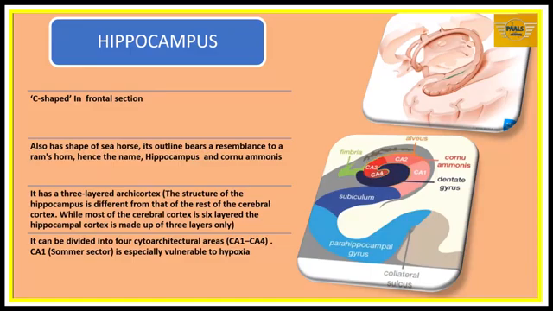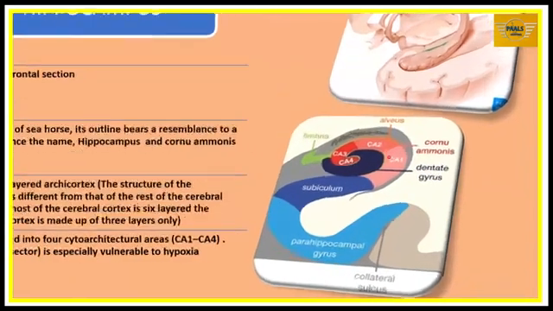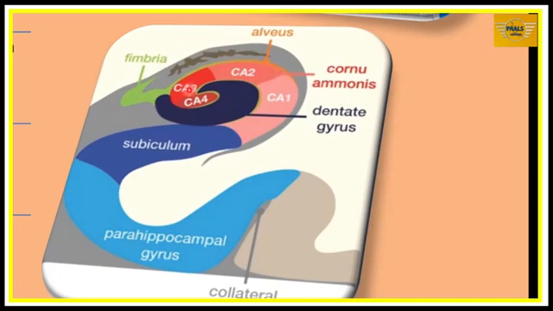Now we'll just take a little look at the hippocampus proper. That's the hippocampus proper, and it gives a C-shaped appearance in a frontal section. The structure of the hippocampus is different from the rest of the cerebral cortex, because while most of the cerebral cortex is 6-layered, the hippocampal cortex is made up of 3 layers. It can be divided into 4 cytoarchitectural areas: C1, C2, C3, and C4. The C1 is especially vulnerable to hypoxia.